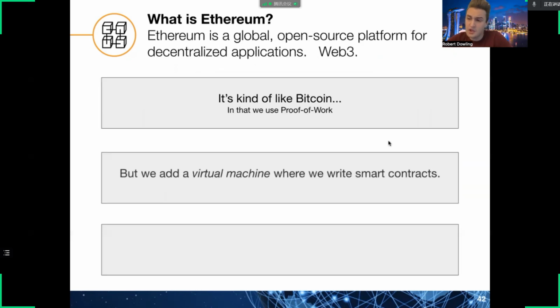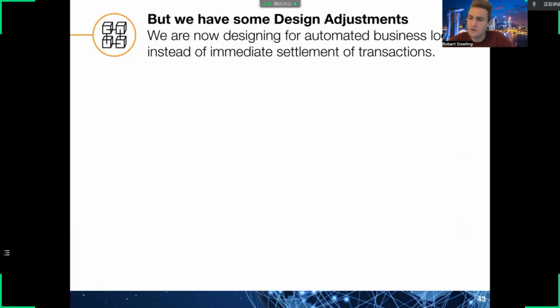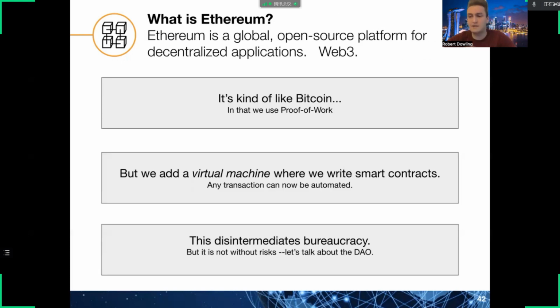So Ethereum is kind of like Bitcoin, and you can see my slide is almost out of date because in about 2 weeks, Ethereum is switching from proof of work to proof of stake, which I'll explain in a minute. But Ethereum actually adds a virtual machine on top of the blockchain where you can write software, smart contracts, quote unquote, where transactions can actually be automated on some input data. So you can imagine all sorts of bureaucratic situations where this actually disintermediates the bureaucracy.